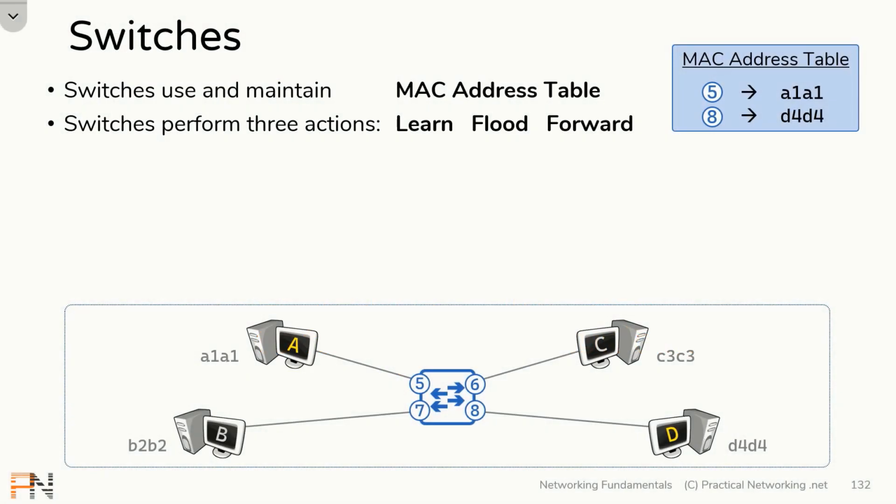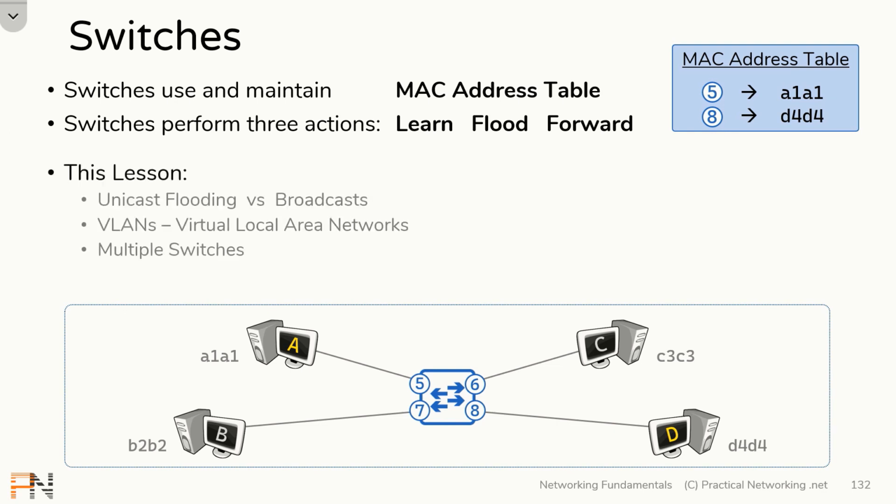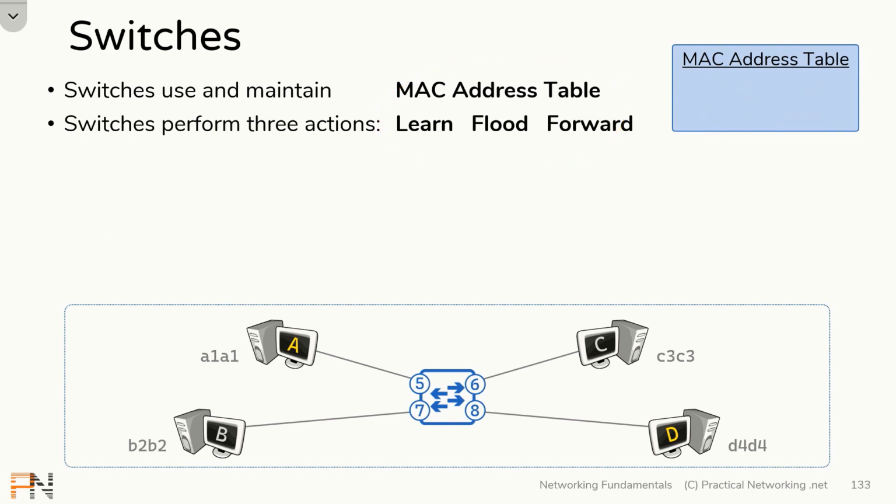In the first part of this lesson, we discussed MAC address tables and how they work, and the three actions a switch will take. If you haven't seen that video, go ahead and pause this video right here and watch that video first. This video is a direct continuation. In this video, we're going to introduce three more ideas. We're going to discuss unicast flooding and broadcast. We're then going to discuss VLANs, and finally, we're going to show you how these actions apply when multiple switches are involved. That said, let's get right into it.